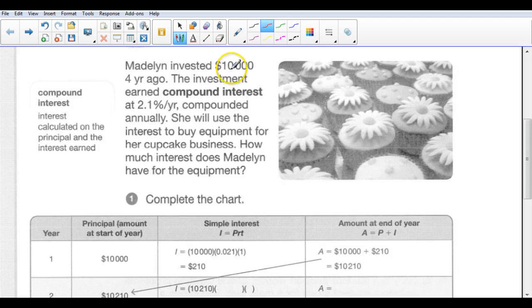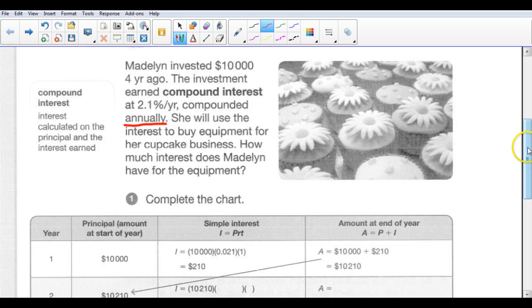Madeline invested $10,000 4 years ago. The investment earned compound interest at 2.1% per year, compounded annually. Compounded annually means it's compounded once a year, at the end of the year. She will use the interest to buy equipment for her cupcake business. How much interest does Madeline have for the equipment?